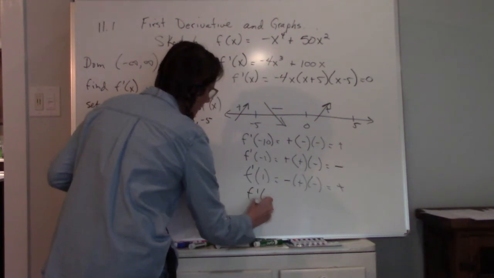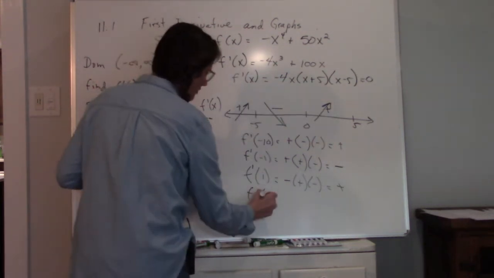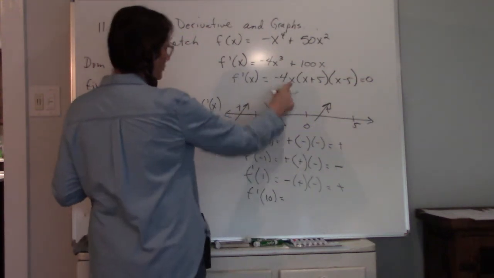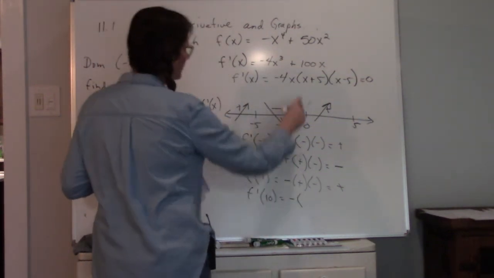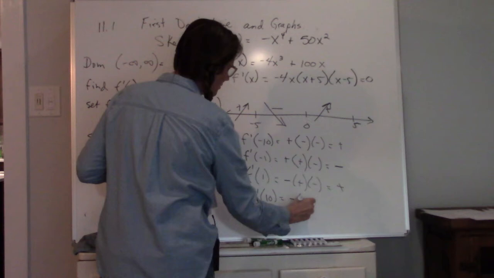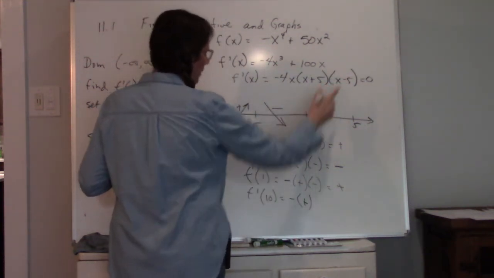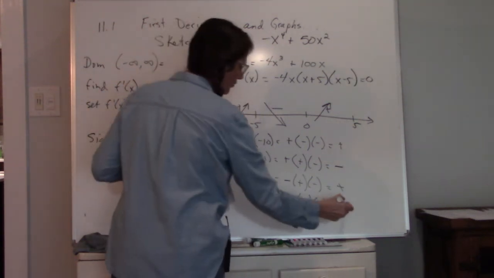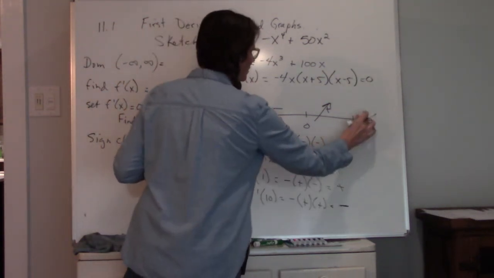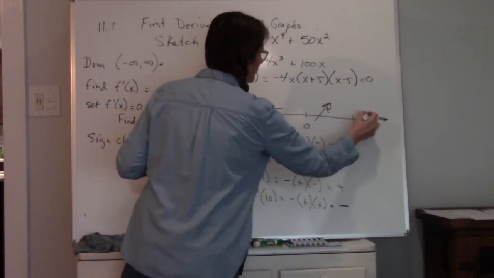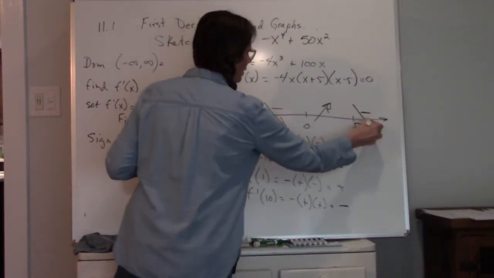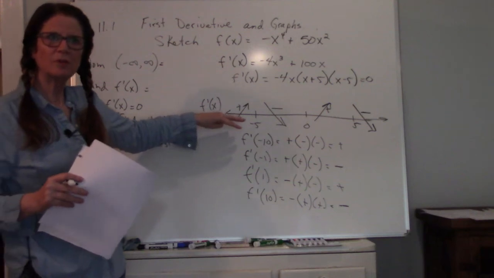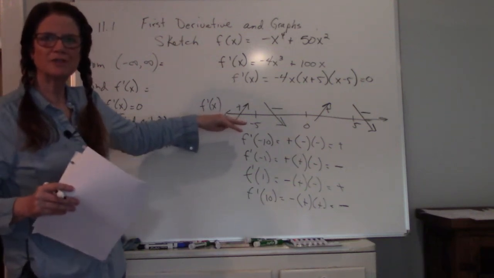So here we go. First derivative, anything over 5, so I'm going to use the number 10. Negative 4 times 10 is a negative. 10 plus 5 is a positive. 10 minus 5 is also a positive. I have one negative, that's an odd number, which makes this interval negative. Okay, so remember, your test chart is a great indicator of what your graph is going to look like.